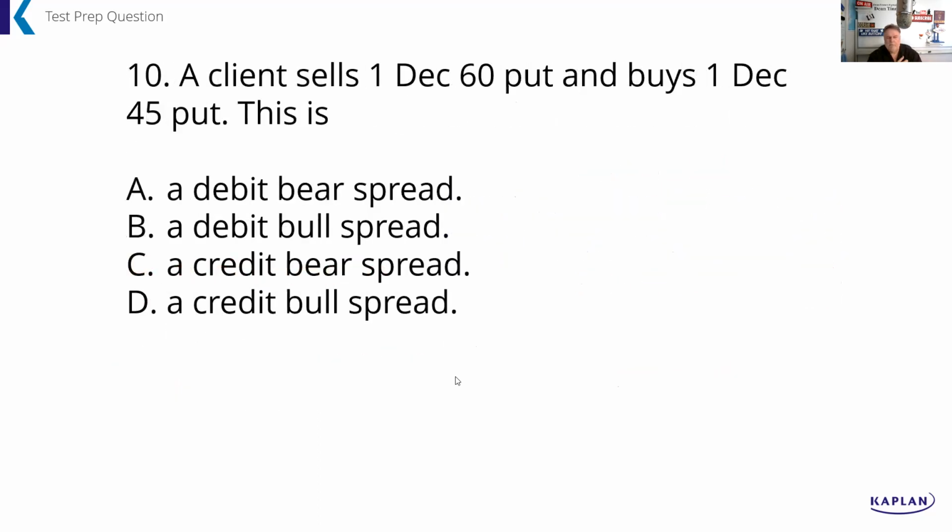I like this one. I just posted a lecture about this: how to identify the spread when it's missing premiums. And so here we should know that higher strike put contracts have greater premiums. We should definitely know that. So when I'm looking at the 60 put versus the 45 put, I say to myself, the 60 put I'm selling is going to have the greater premium.